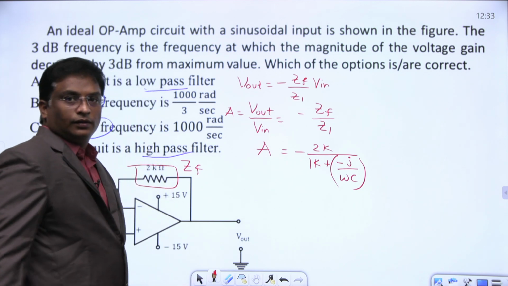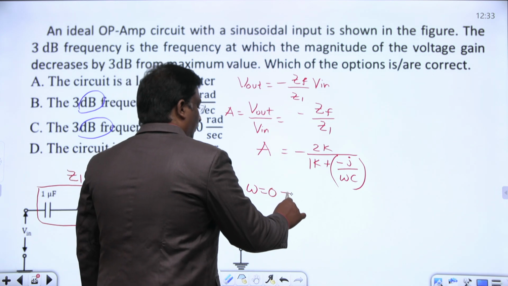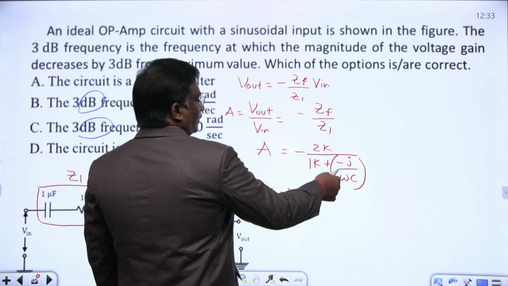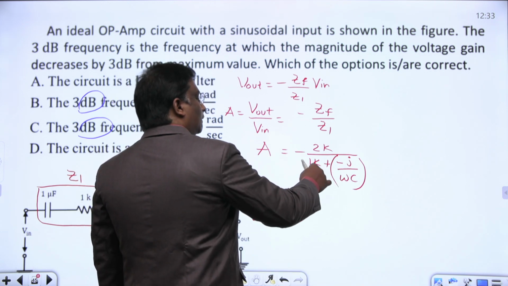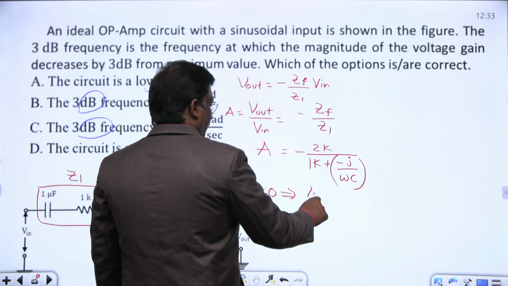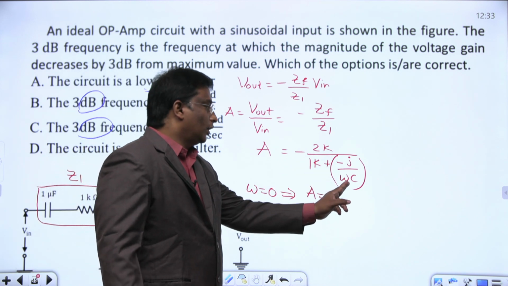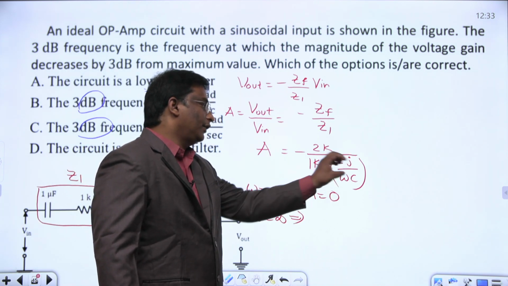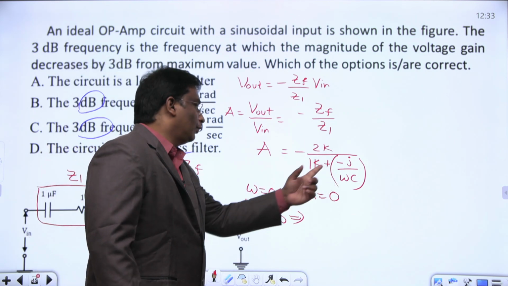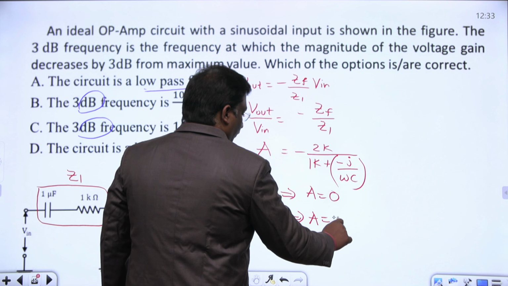Finished. Just tell me what this gain is when omega equals 0, and when omega equals infinity. When omega equals 0, the denominator has 1 by 0, which is infinity, so this term is infinity plus something, which is infinity, and something by infinity is 0. When omega equals infinity, 1 by infinity is 0, so this term is 0, and we get 2k by 1k, so the gain equals minus 2.